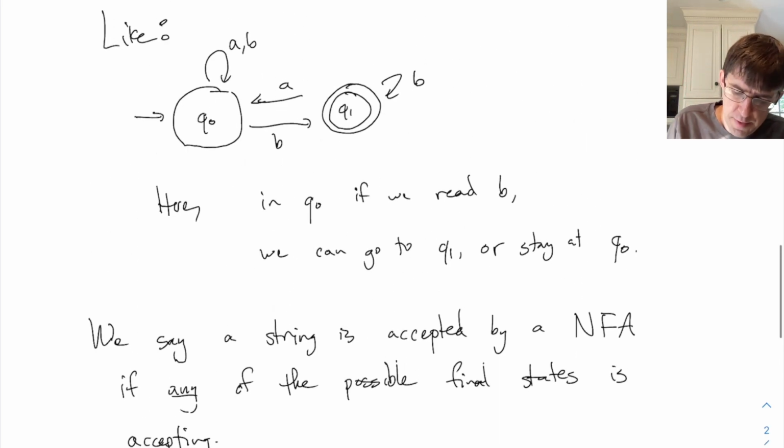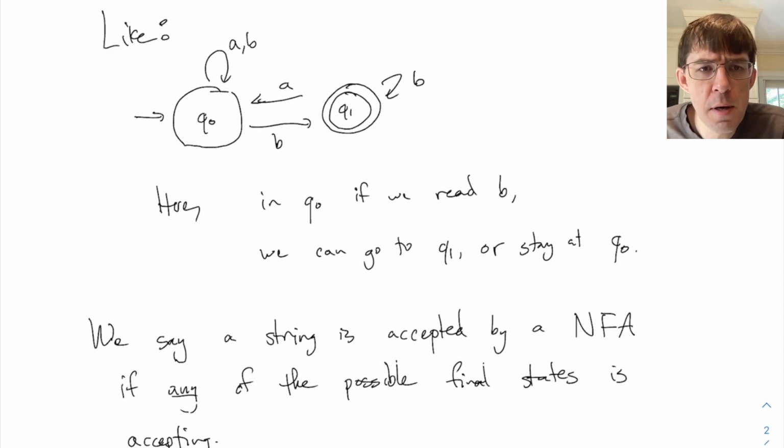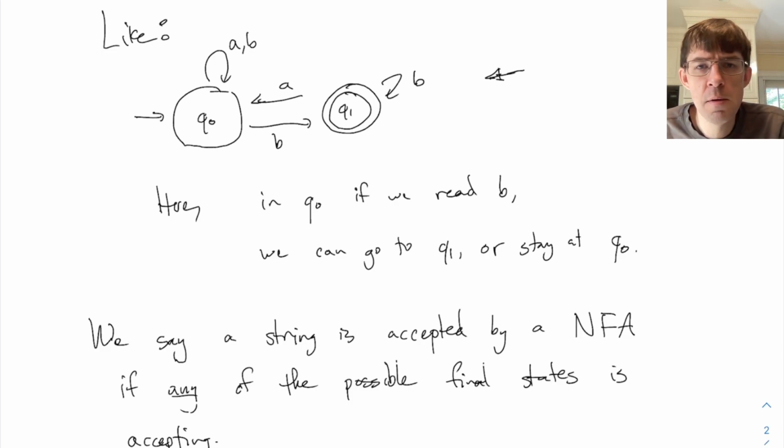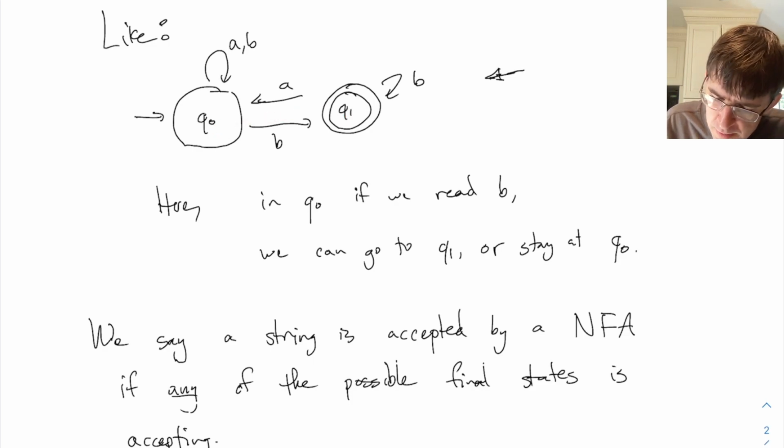So, for example, in the diagram at the top of the page here, can somebody tell me a string which would be accepted? Somebody want to shout it out? B. Yes, thank you. That's the simplest accepted string in this example. To get from here to here, you can do B. So B is accepted.